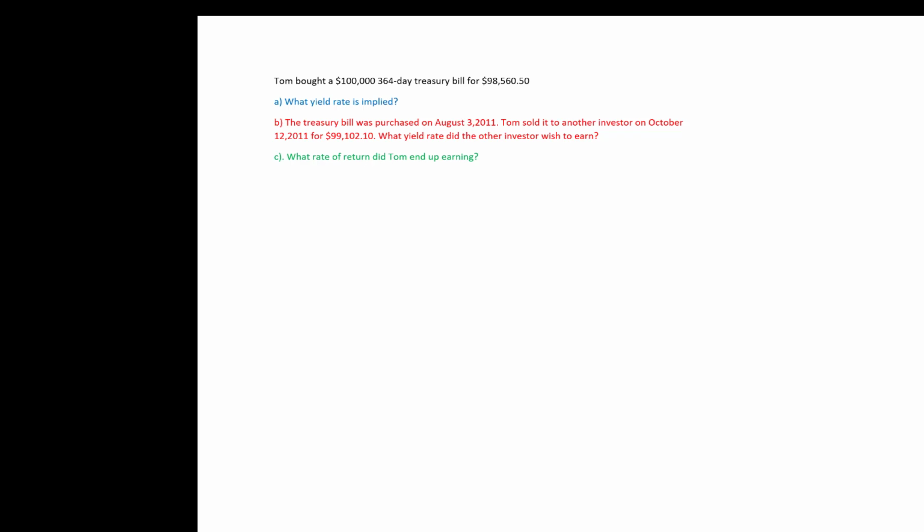Tom bought a $100,000, 364-day Treasury bill for $98,560.50. What yield rate is implied? So for this Treasury bill, we have both the purchase price and the maturity value.